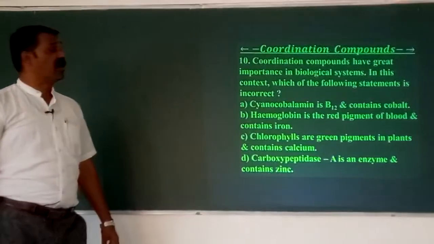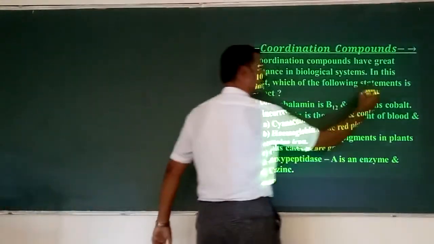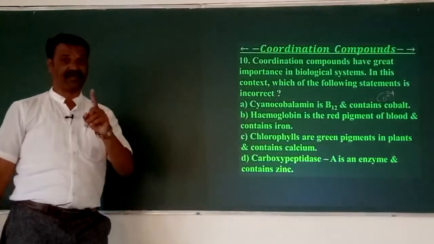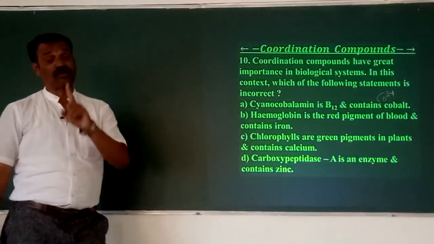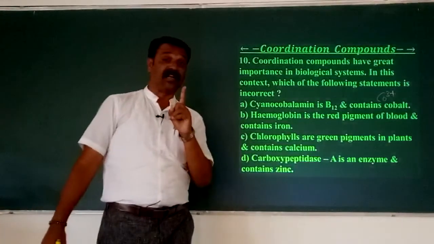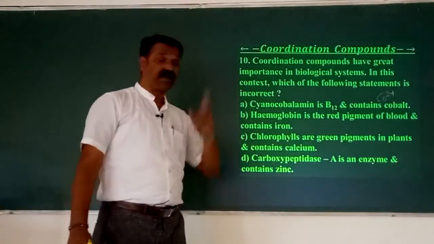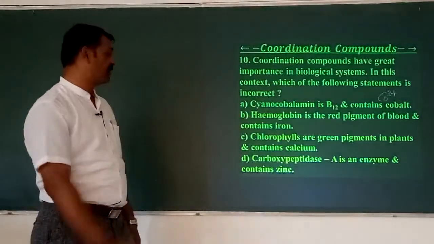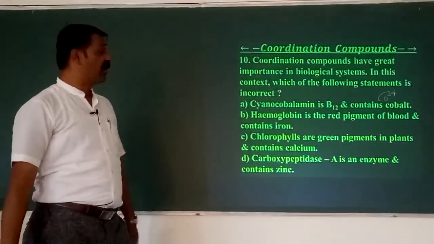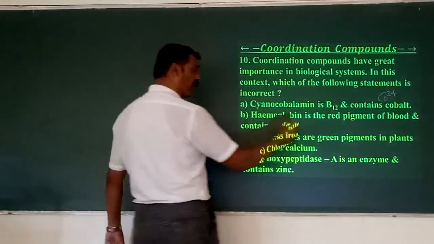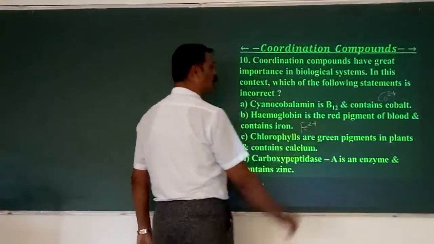Cyanocobalamin is B12 and contains cobalt. Yes, because it is Co3+. Vitamin B12 is also called cyanocobalamin, and contains a metal called Co3+. Yes. Hemoglobin is a red pigment of blood and contains Fe in the form of Fe2+. Yes, that is also right here.